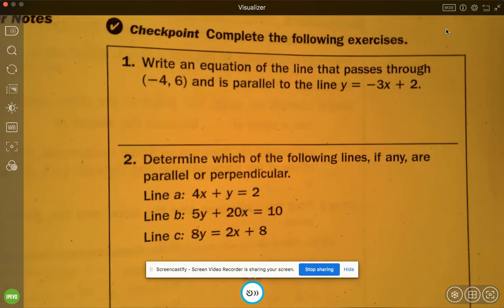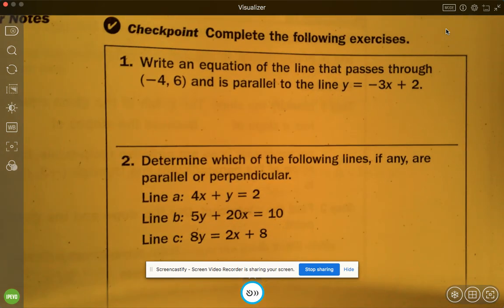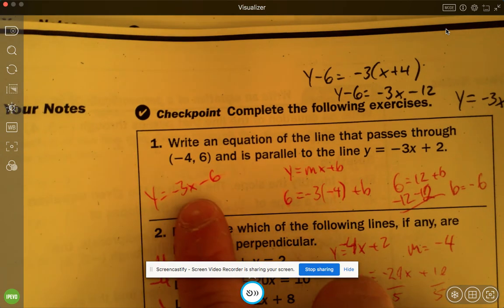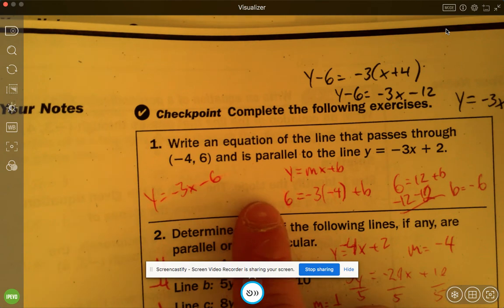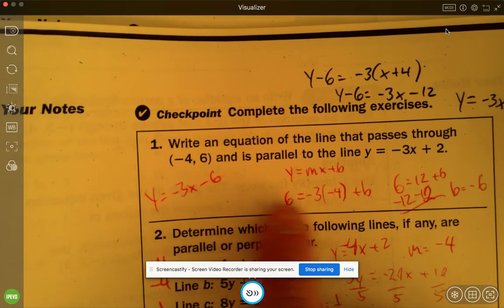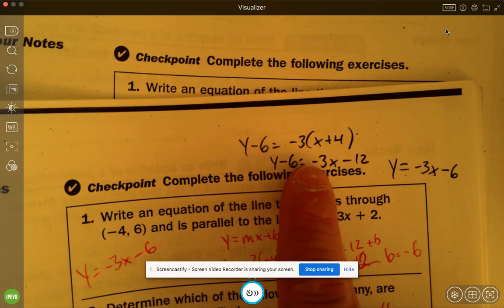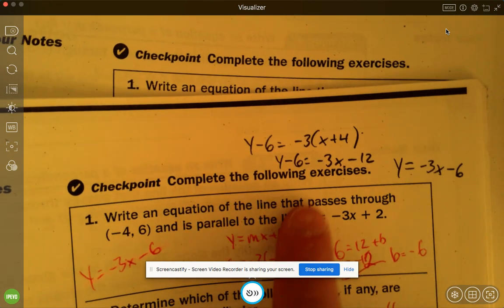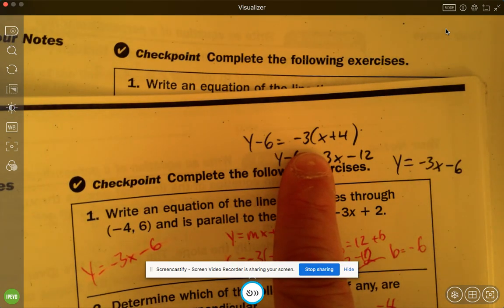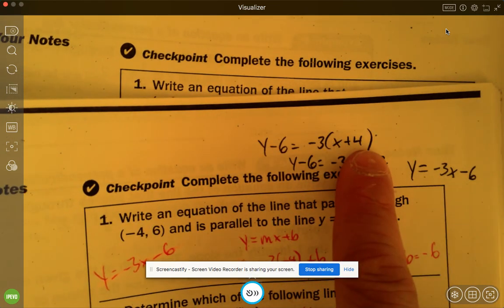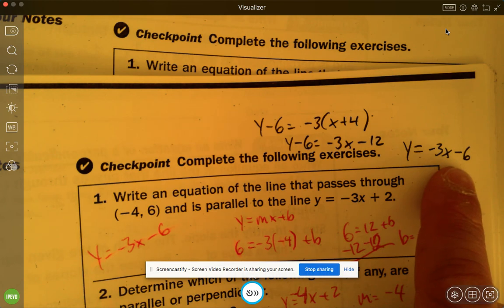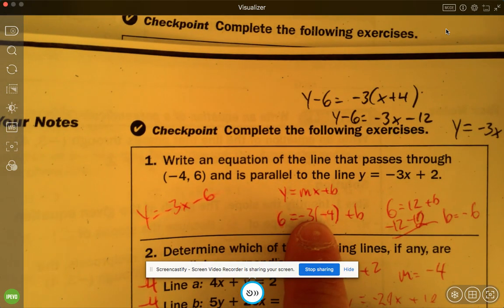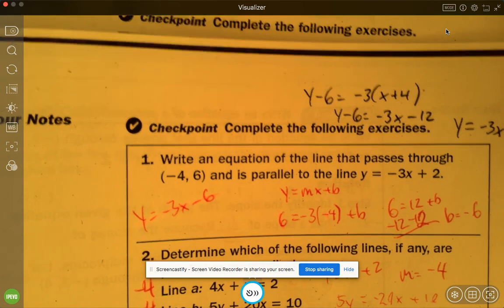So if you got it right, hopefully for number 1, you got negative 3x minus 6. Again, I did this both ways so you can see. Up here I did the point-slope method. You can see I used negative 3 as my slope because I want it to be parallel. 6 is my y, and positive 4 was my x. And then I distributed and solved for y, negative 3x minus 6. Or if you solve for b, it also comes out to negative 3x minus 6.